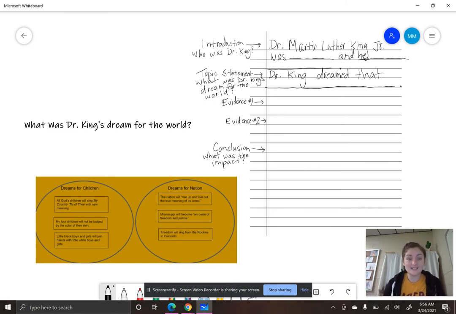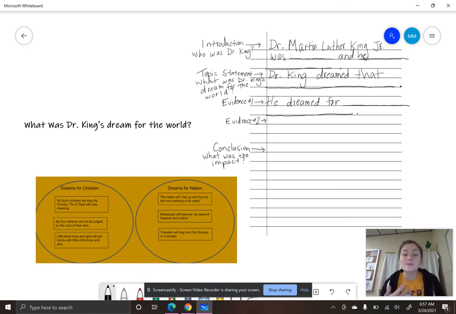Now, our evidence. Do you remember us talking about his dreams for children that zoomed in and dreams for the nation that zoomed out? So, evidence sentence 1, I want you to look back at our charts for his dream for children. I want you in sentence 1 to tell me a dream that he had for children. He dreamed for blank. What was a dream that he had for children? That's what you're going to tell me in evidence 1.